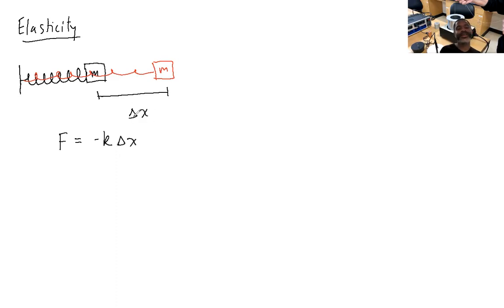times this delta x. And delta x is defined as x final minus x initial. So if it started out here at x initial and ended up here at x final, then you take the final minus initial, that gives you the delta x. And so in this case, if our positive direction is to the right, this is going to be a positive quantity. And so when we calculate the force, we have this minus sign to indicate that the force is going to point to the left if we actually did this.